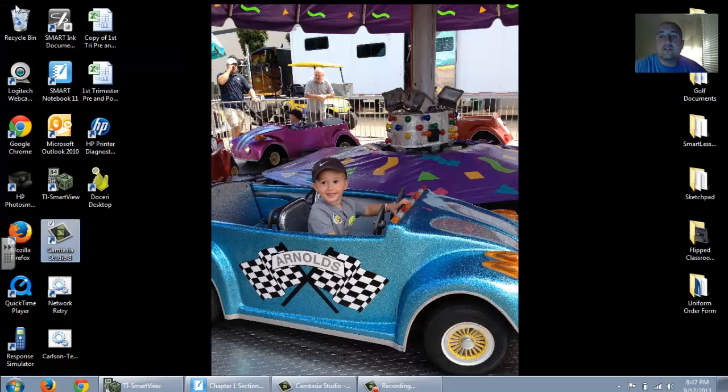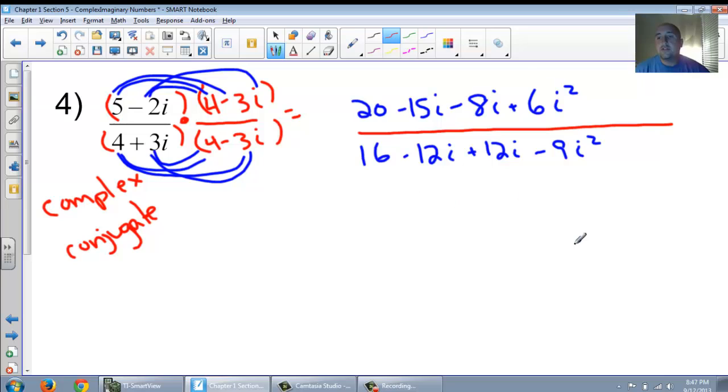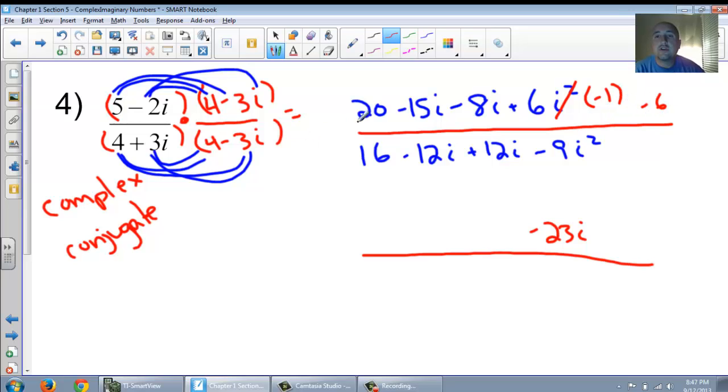Okay, so what we need to do next is simplify the tops and the bottoms. So we have negative 15i minus 8 more i, which is negative 23i. And then what are we going to put in for i squared? That's negative 1, right? So we have 6 times negative 1, which is negative 6. So what's 20 minus 6? That should be 14. Okay, so the top is 14 minus 23i.